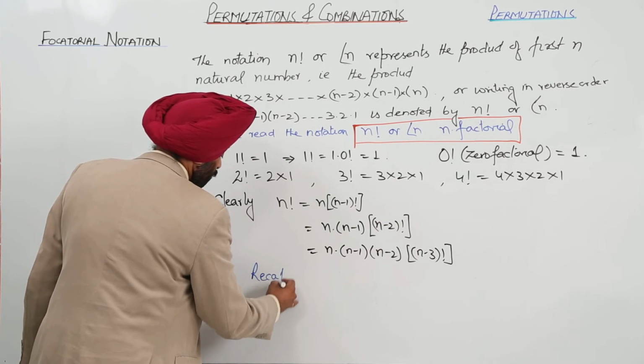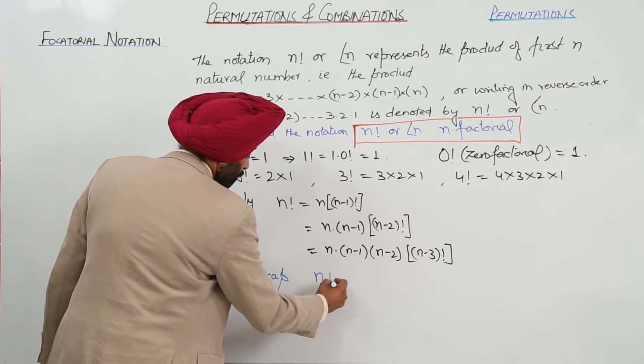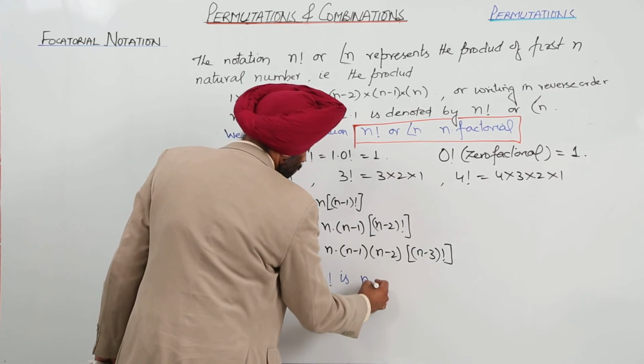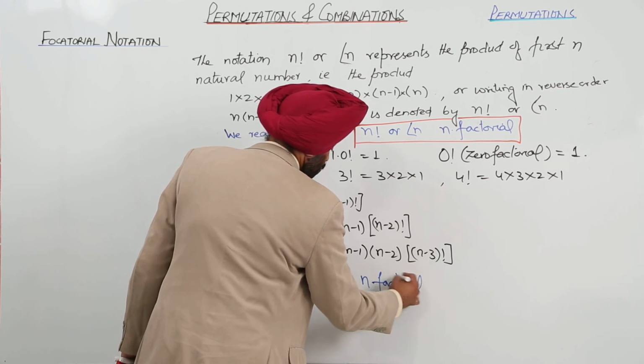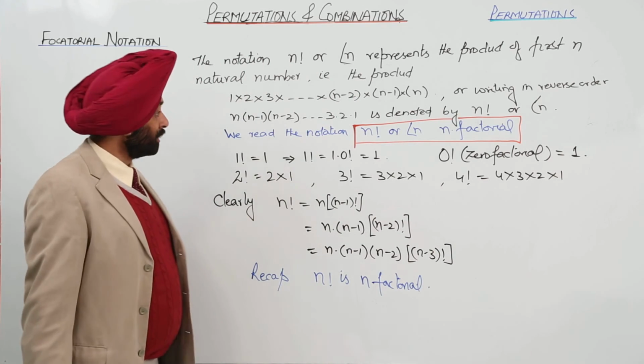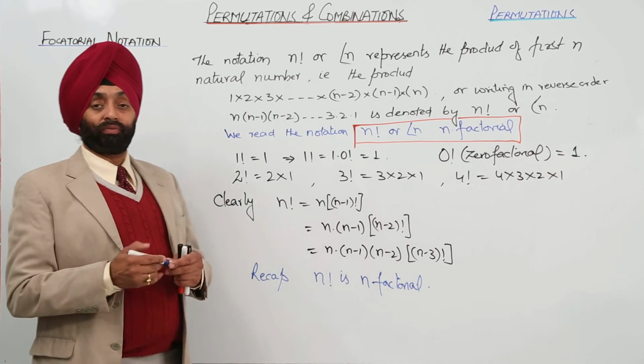Now the recap is what? It is n factorial. This is called n factorial. So this was all about the notation for the factorial.